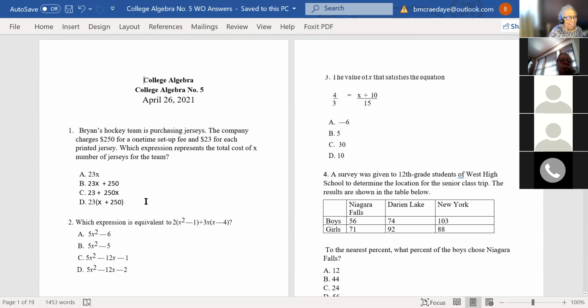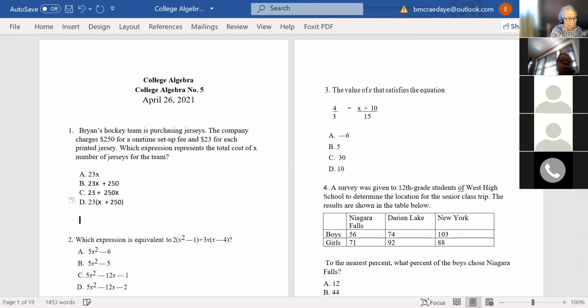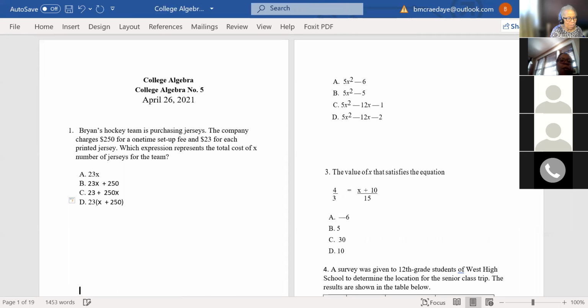Okay. Now, this is just like one we just solved. So, Audrey, tell me the answer for number 1. I'm not going to even go through it. I know you know the answer. Can you see college algebra number 5? Okay, I give you a chance to read it and you tell me the answer.